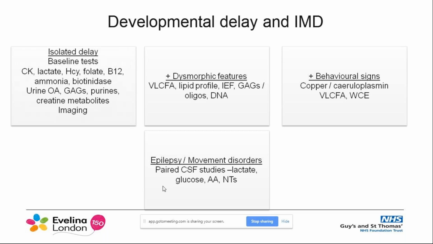And you may want to look at the lipid profile, so cholesterol, particularly looking for Smith-Lemli-Opitz, which will have a very low cholesterol. Are there additional behavioural signs? Sometimes Wilson's disease can present with delay and decline in school performance, as can X-linked adrenoleukodystrophy, which can be diagnosed with very long-chain fatty acids. And then epilepsy and associated epilepsy or movement disorders, you might want to think about neurotransmitter disorders, so looking at CSF studies essentially.